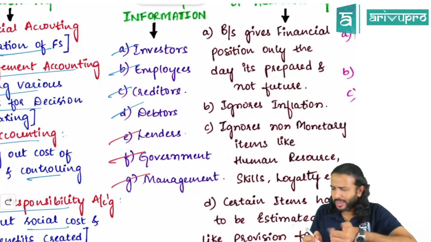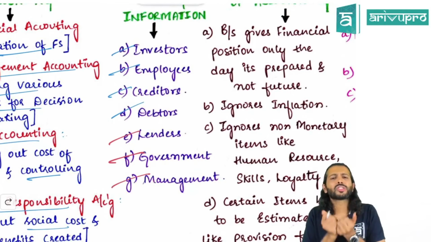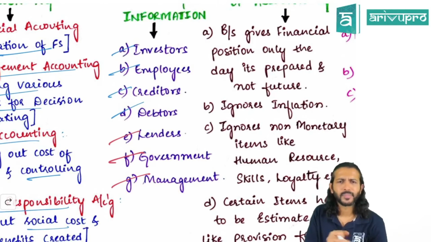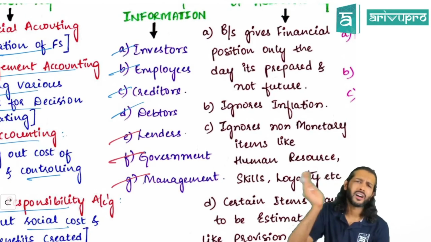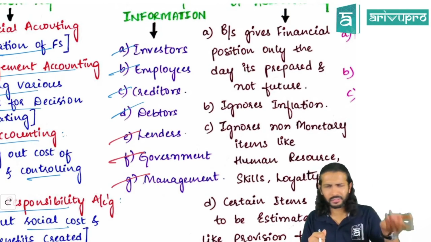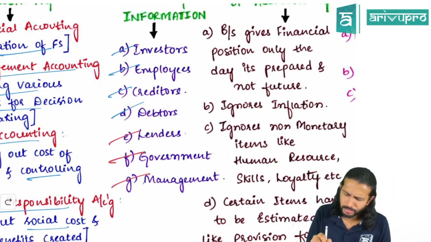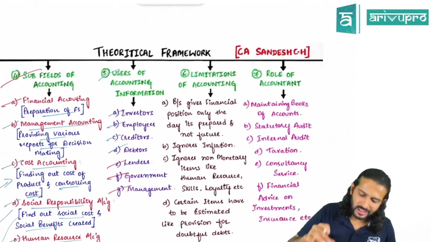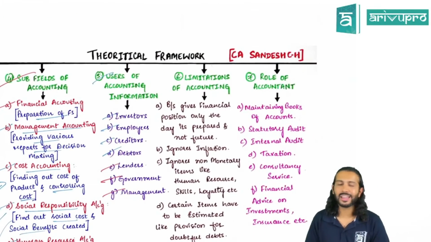Next is management. Management we already saw. Management uses accounting information to make decisions. Decisions could be anything: hiring, firing, expanding, paying dividend, anything. For every decision, management also needs the accounting records. So these are the users of accounting information.